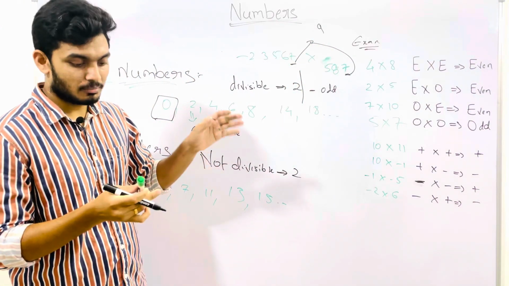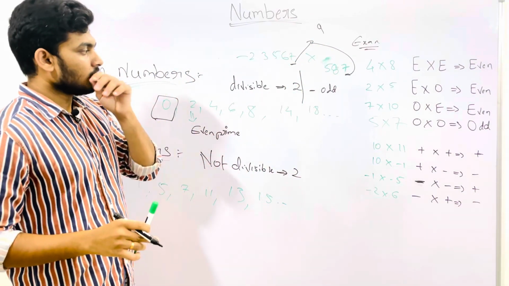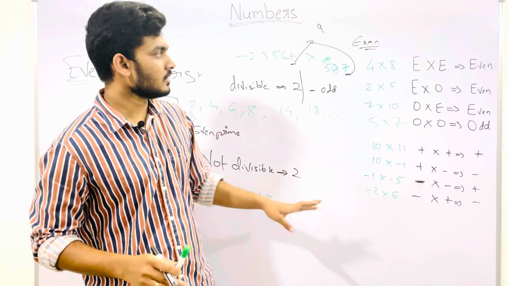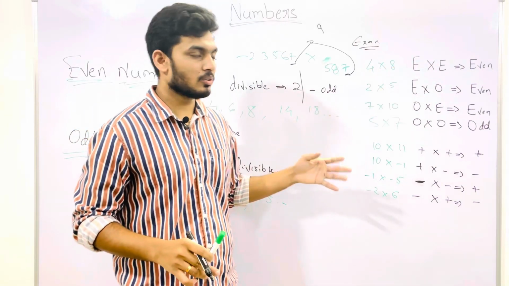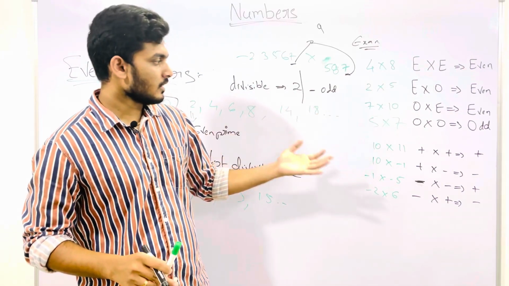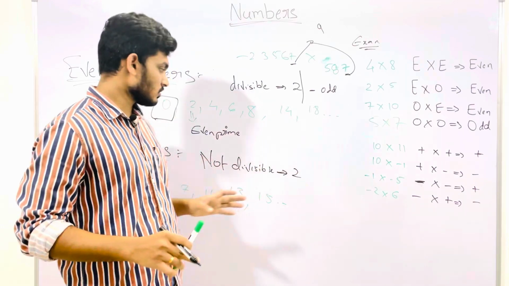But here, considering these examples, even into even and odd into odd, and so on, the product of two numbers as well as their signs matters a lot.